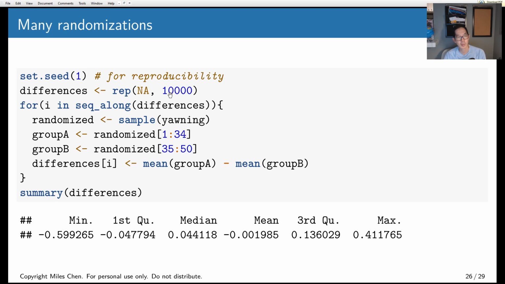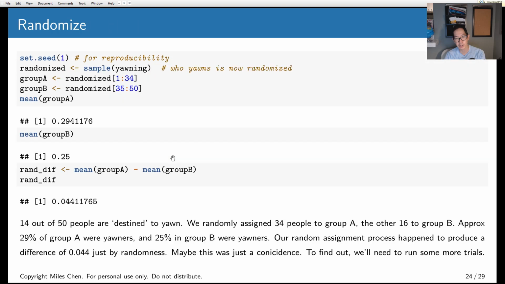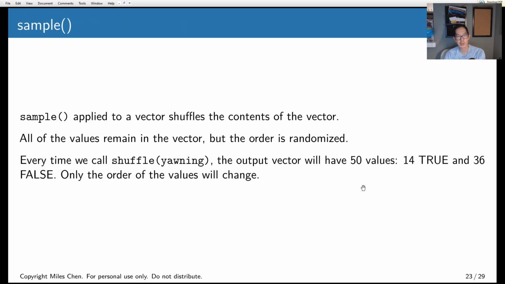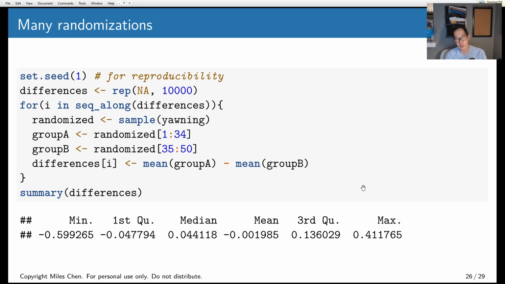So look, my loop is very simple. I just say for i in sequence along differences, basically for i in 1 through 10,000, okay? Take that yawning vector of 50 values and just shuffle it. Call sample on yawning, okay? That's going to give me a randomized vector. I'm going to say, all right, take the first 34 and throw them into group A. Take the remaining 16 and throw them into group B, okay? And the reason why I'm doing 34 and 16 is because in the original data, that's what we had. In the original data, there were 34 people in the seed group and 16 people in the control group. So I'm just trying to simulate the idea of creating two groups of the same size.